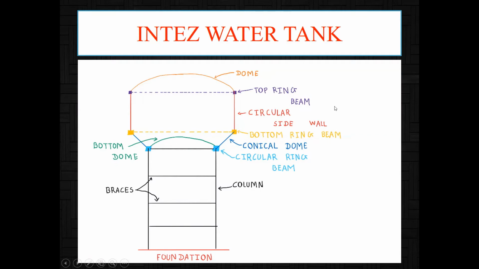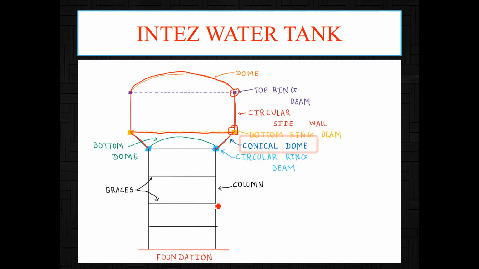You can see here some components of the Intze water tank. First is a dome. Next is the top ring beam. The next is the circular side wall. The next is the bottom ring beam. The next is the conical dome; you can see this type of shape at the bottom of the water tank. It's called a conical dome.